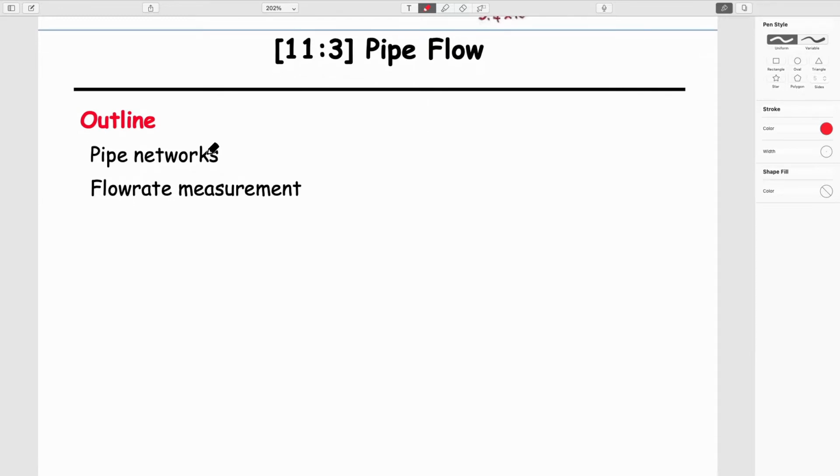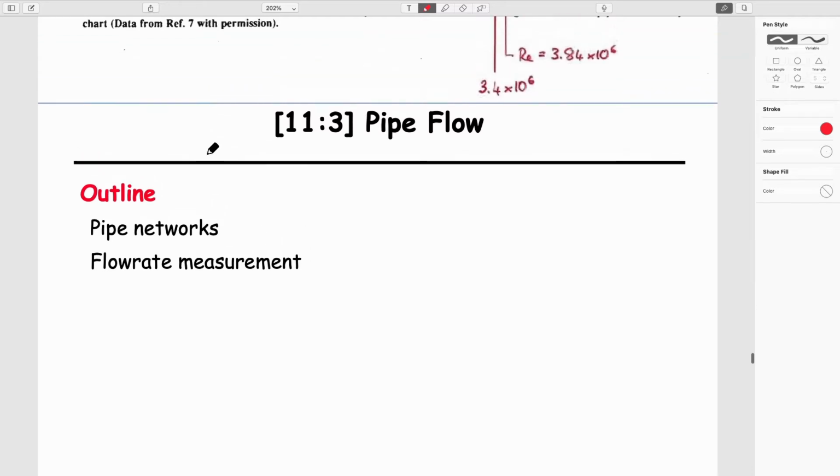We are talking about pipe flow. It will be the last thing we talk about. I guess the one point to make, and we've made it before, is that part 3 of the class basically finishes here, and part 4 begins here.